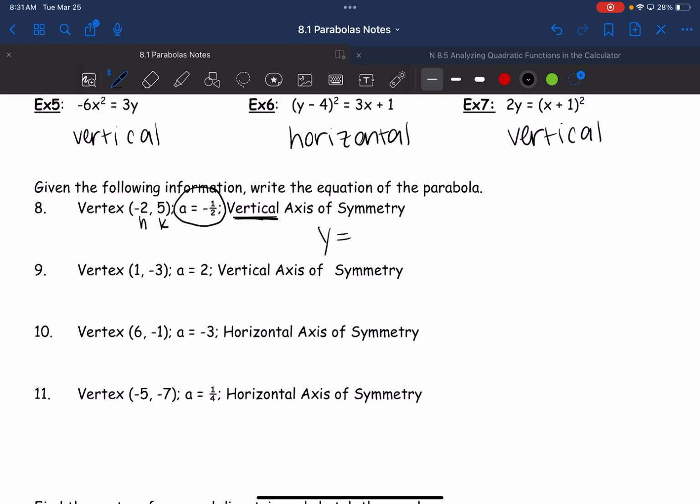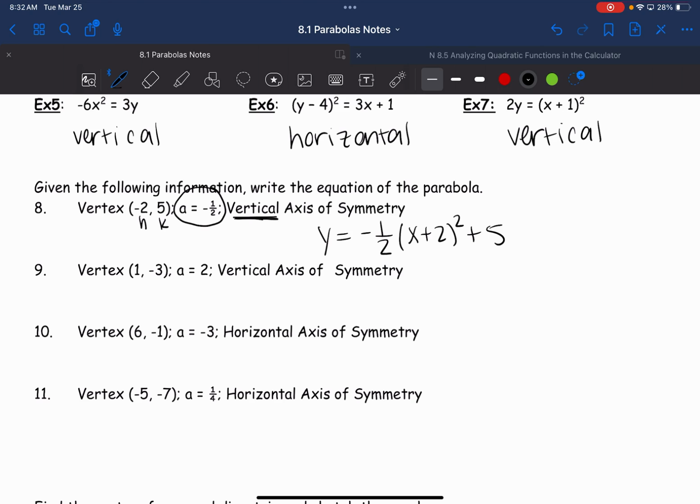They told us that the value out in front, your stretch or compression, in this case was -1/2. And then they gave us h and k. Since it's y equals an equation, h is going to go inside the parentheses with x. And remember, whatever is in the parentheses is opposite of what we think, right? So it's actually going to be x plus 2, quantity squared. And then we put our value k on the end. So we'd have 5 out there on the end, okay?